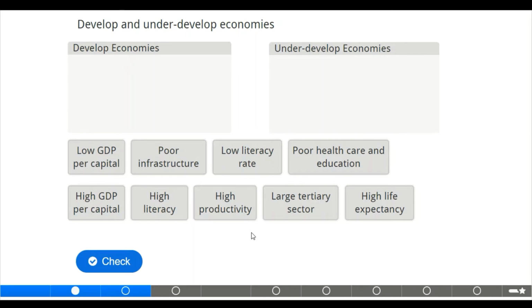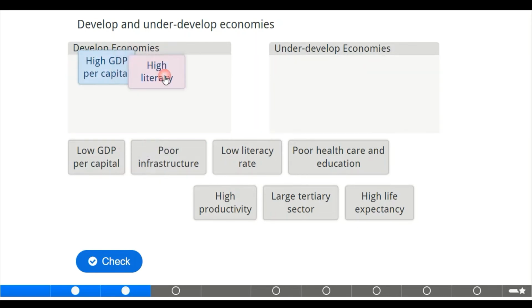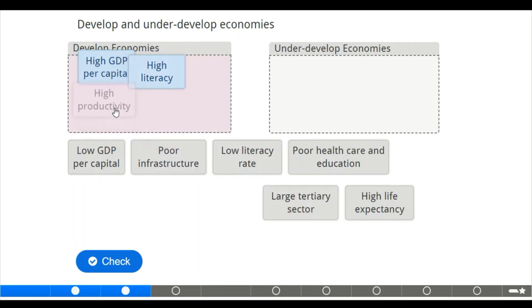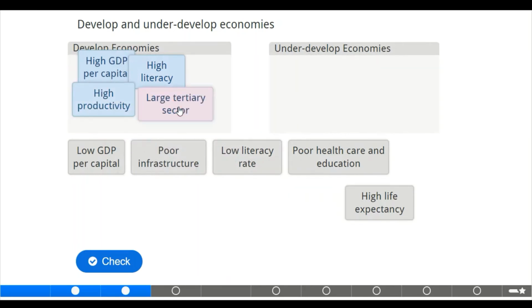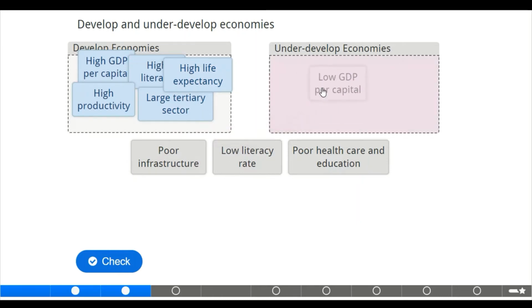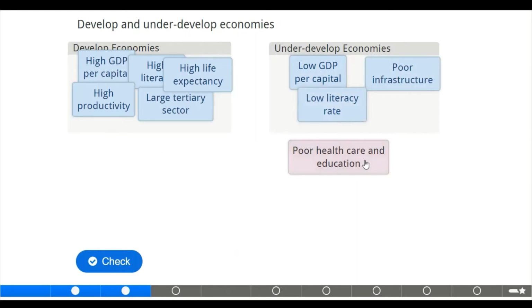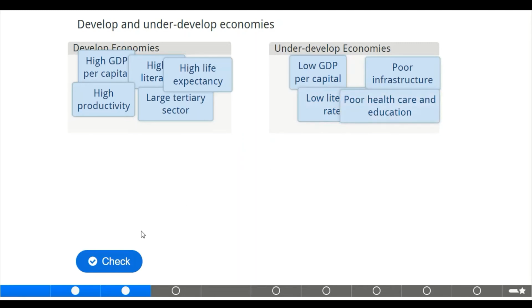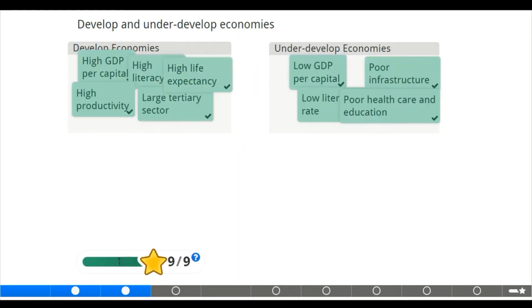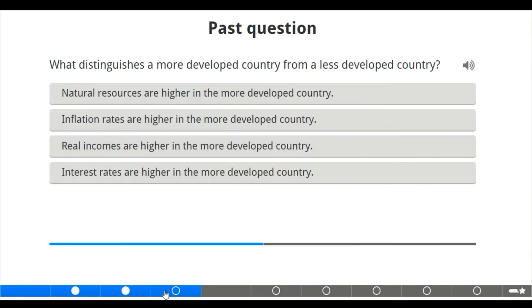Now let us drag it into the boxes. We have developed economies to be the ones that have high GDP per capita, high literacy rate, high productivity, large tertiary sector, and high life expectancy. While underdeveloped economies are categorized by a very low GDP per capita, poor infrastructure, low literacy rate, and poor health care and education. Let us check here. We got it right. Now let us move to the next slide.